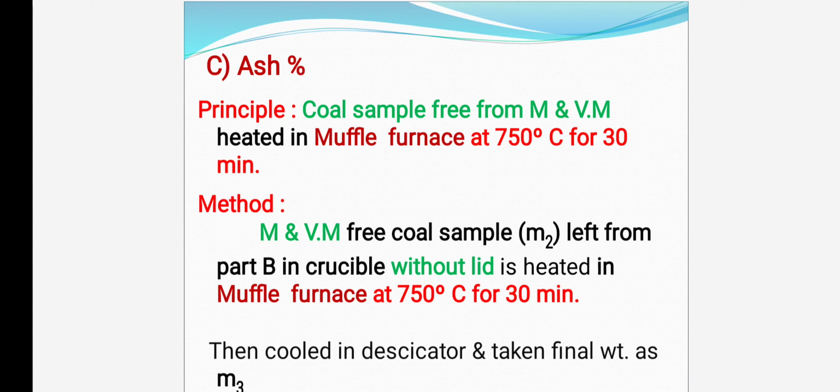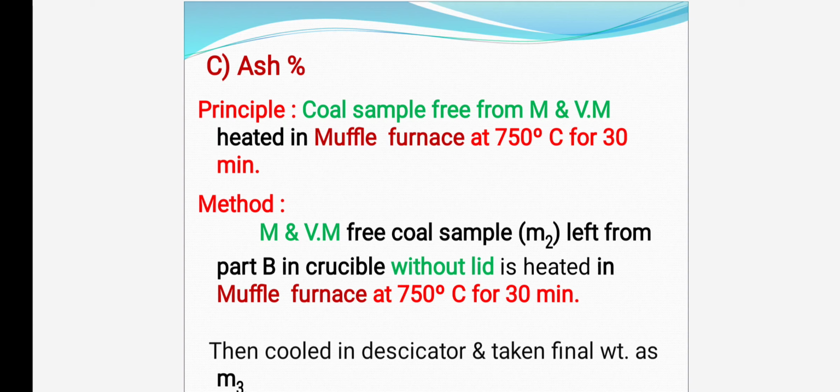Okay. Now what is the principle for finding percent ash? The principle is very simple. A coal sample free from moisture and volatile matter, which we already removed, is heated in a muffle furnace. Again we are going to use the muffle furnace, but this time the temperature is 750 degrees Celsius and the timing is 30 minutes.